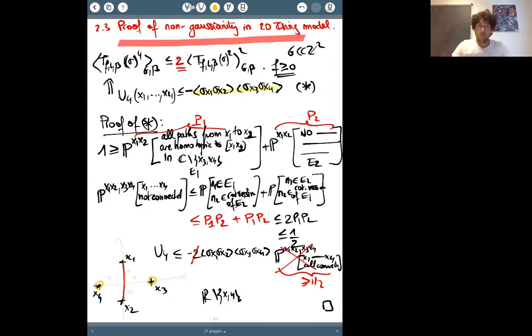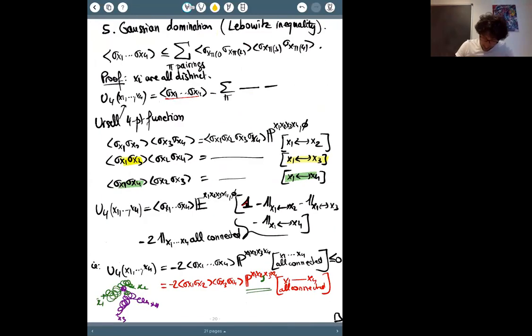So tomorrow, we are going to go back to this representation here of U4 to prove that, in fact, in dimension 4, first we will do it in dimension 5 and more, but then we will go back to dimension 4, that the probability that X1 up to X4 are all connected is in fact small in large dimensions. It's difficult to have a connection. And that is going to be the core of the proof of triviality. We are going to interpret the triviality as a non-intersection probability.